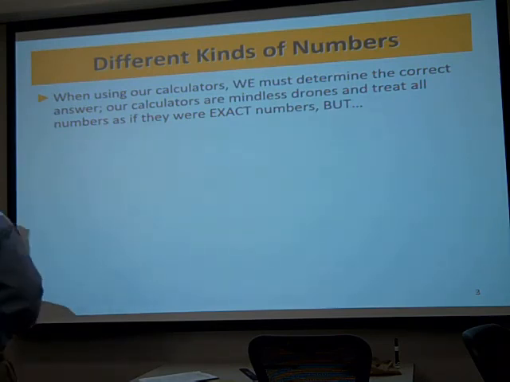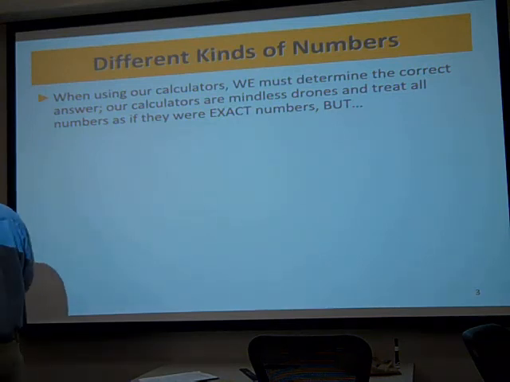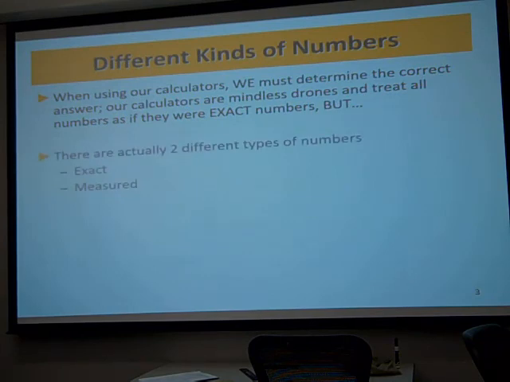So those things that we can count, those are exact numbers. Now, things that we have to measure, they're going to have a little bit of uncertainty to them. And that's where significant figures comes in. Now, as it notes here, when we use our calculators, we must determine the correct answer, but calculators treat everything as if they're exact numbers. So it just spits out how many ever decimals it can, because it doesn't know how to distinguish between something that has error or uncertainty and something that is in fact exact. So we have to do a little comparison on that.